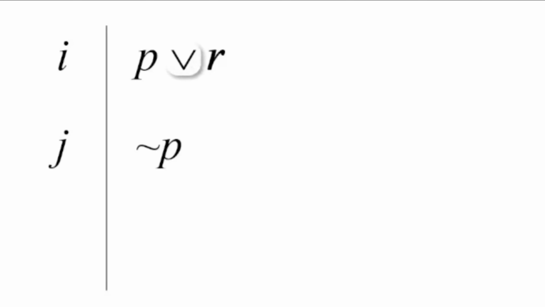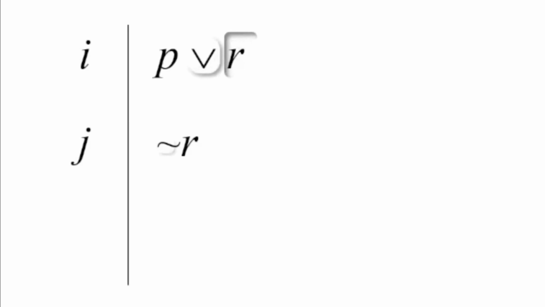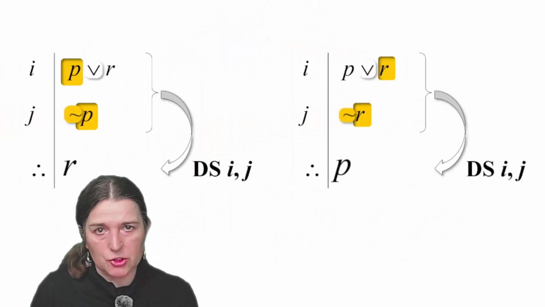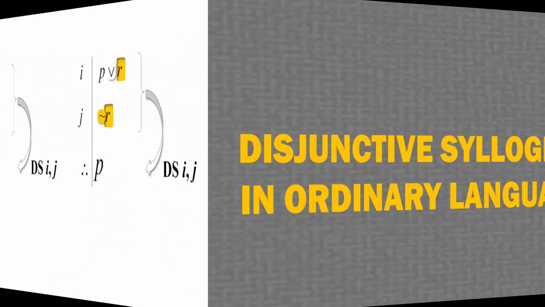Let's look at the rule in symbols. We have a disjunction on its own line. We have the negation of a disjunct, P in this case. If that's the case, we are allowed to infer the other disjunct, R. In this case, we have the negation of the second disjunct, and we are allowed to infer the first disjunct. So it doesn't matter which of the disjuncts is negated, you're always allowed to infer the other disjunct.